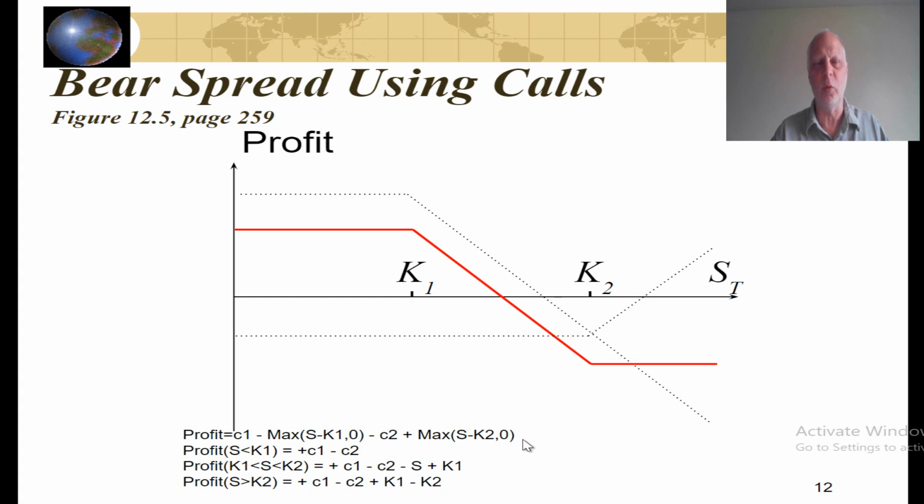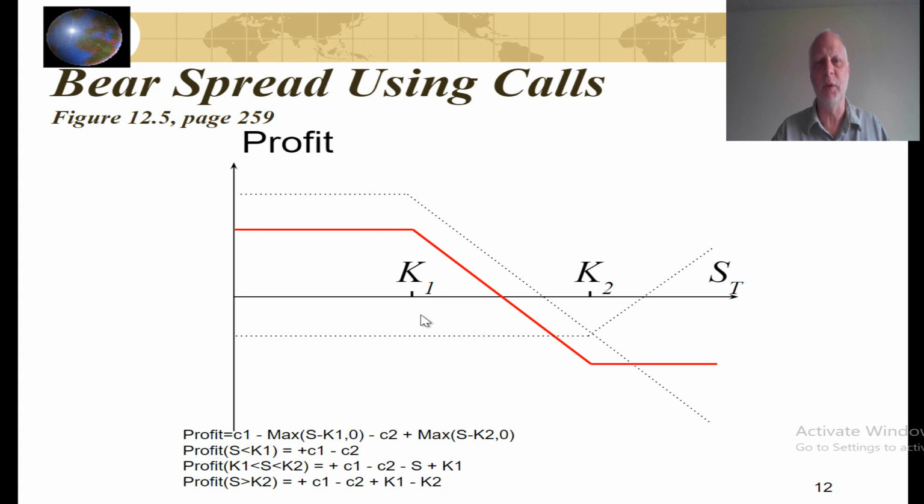We will again split this equation into 3 different sections: for the stock price less than K1, for the stock price between K1 and K2, and for the stock price greater than K2. If the stock price is less than K1, both options expire worthless, both of the intrinsic values are 0, and we just end up with a profit of C1 minus C2. Call options give you the right to buy. You want to buy at the lowest price possible, so C1, which allows you to buy at K1, is higher than C2. This is a positive number, which is your maximum profit here.